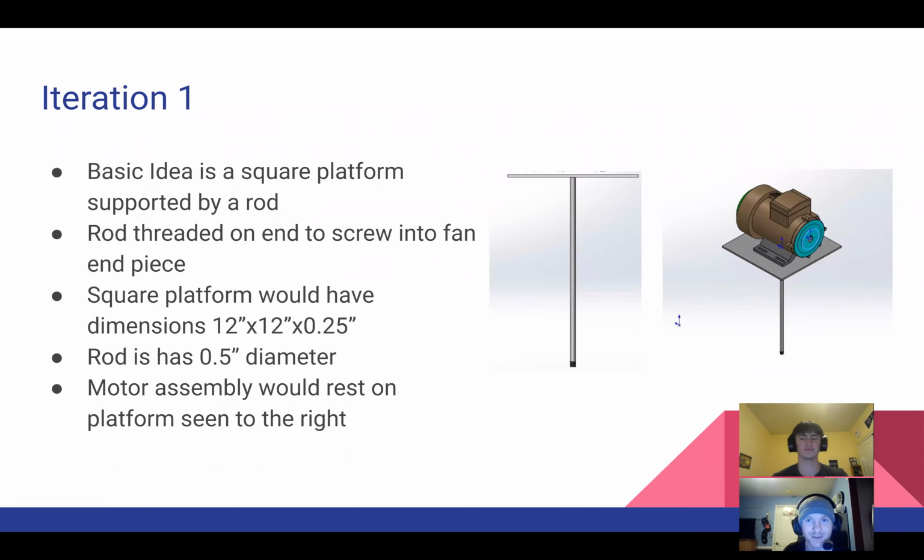This is the first iteration of the motor mount. The basic idea is a square platform supported by a thin rod, and the end of the rod is threaded in order to screw into the fan end piece. The dimensions here are shown. The square is 12 by 12 inches with a quarter-inch thickness, and the rod is a 0.5-inch diameter. On the right are the CAD models and the motor placed on one of them.